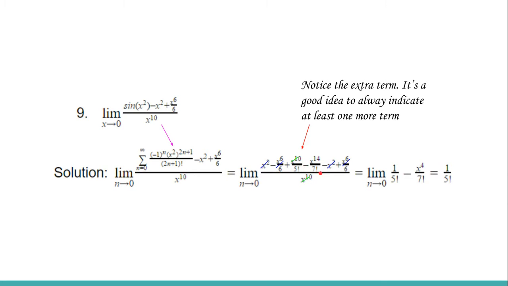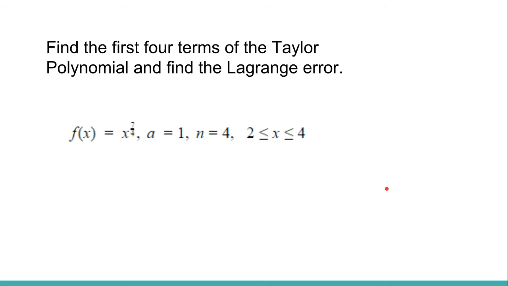Another common mistake here is that when you're canceling, you get caught up in all the action of canceling, and you forget about this denominator, right? So you're left with x to the fourth over 7 factorial, and make sure that you don't forget the simple math that you've learned earlier. It's very, very common. Okay, go ahead and try this problem.